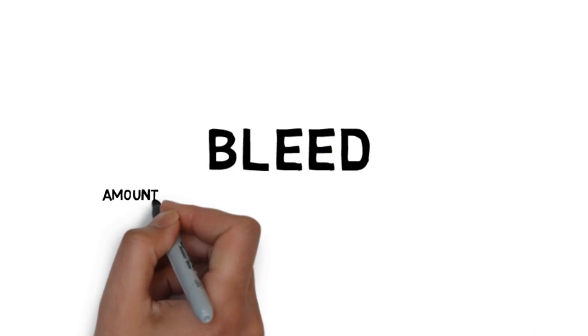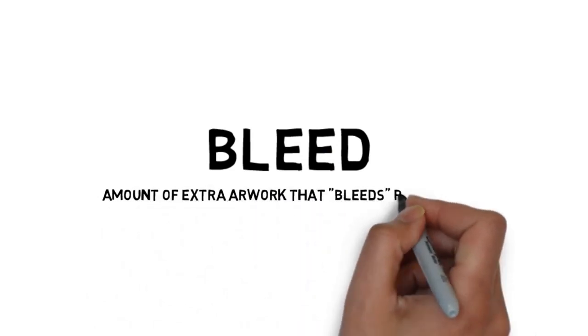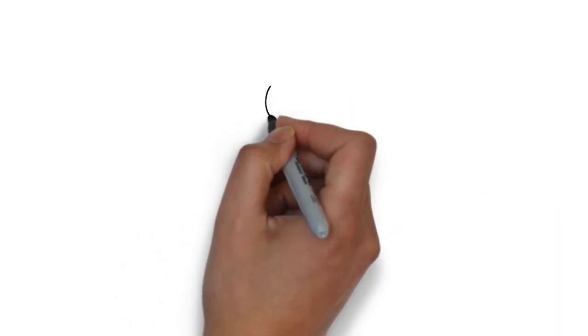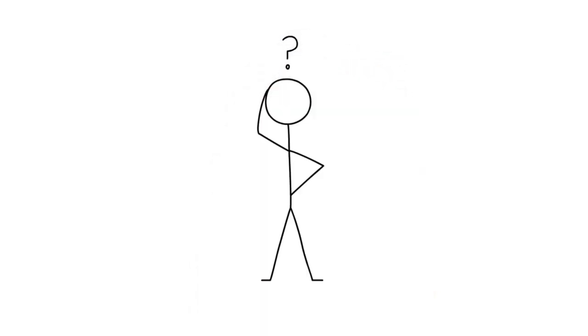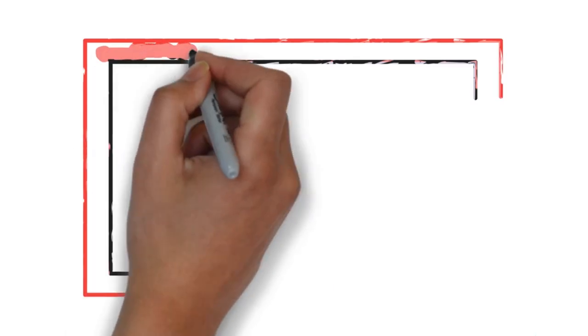Next, bleed. What is bleed? Bleed is the amount of extra artwork that bleeds past your trim line. Now I know what you're thinking. Why in the hell would I want anything past my trim line? Well, I'll tell you. When your piece is printed, it is printed with the extra artwork along all 4 edges.